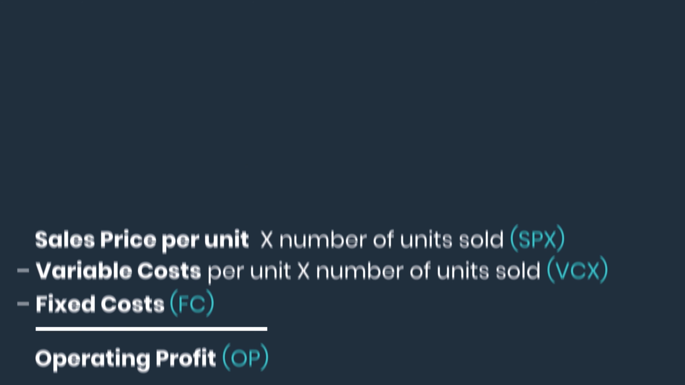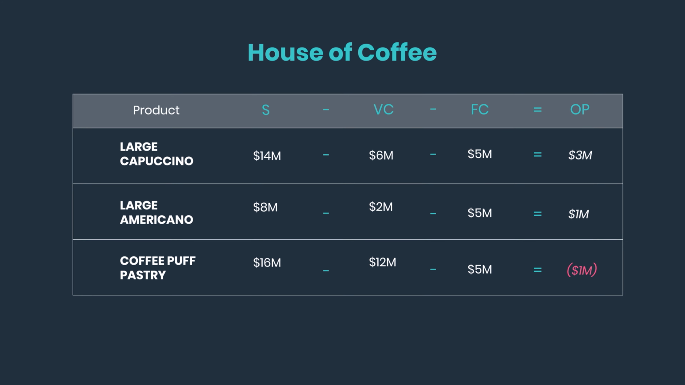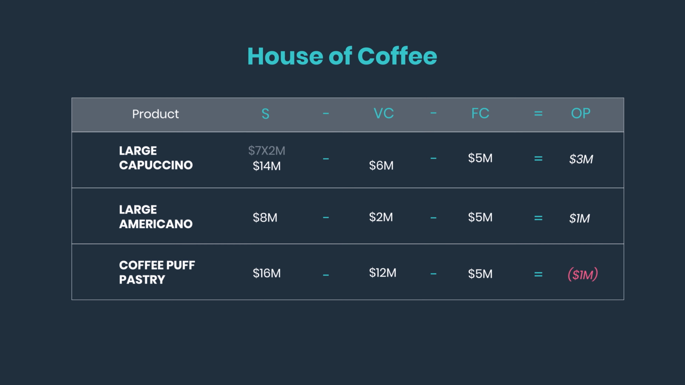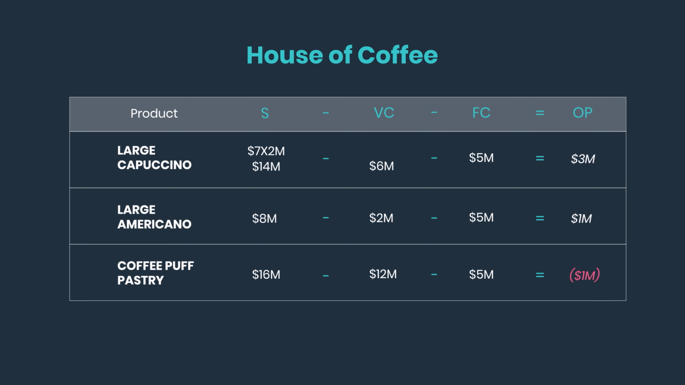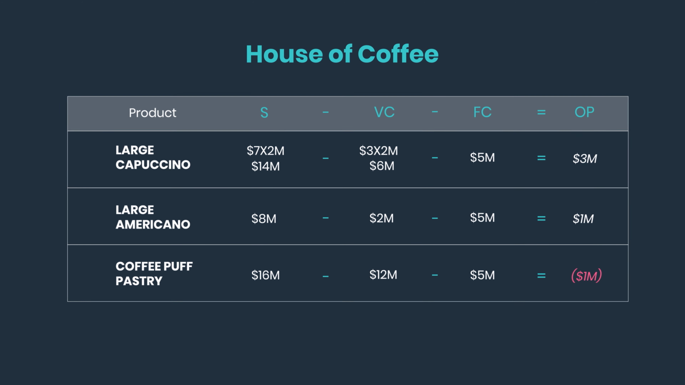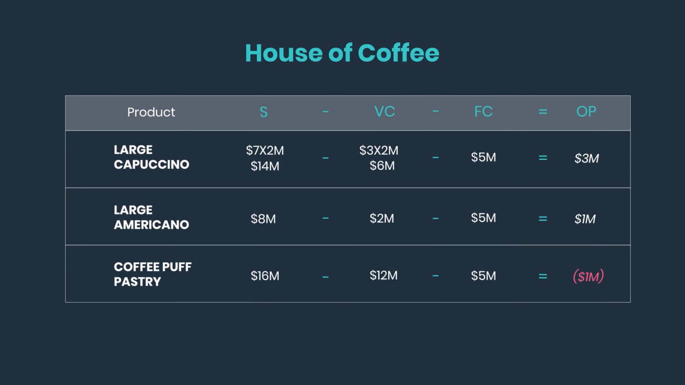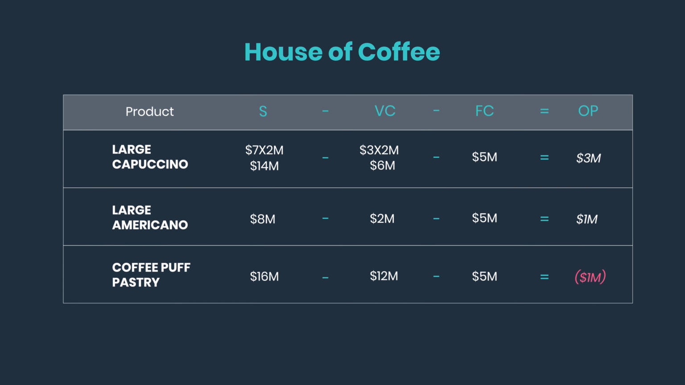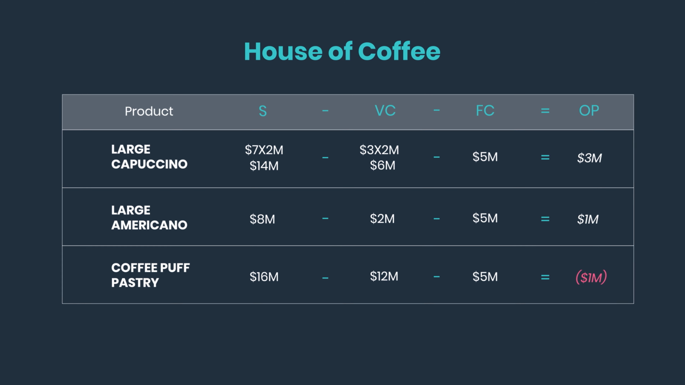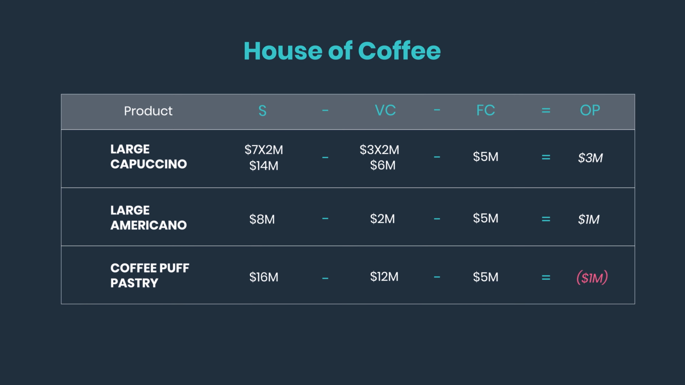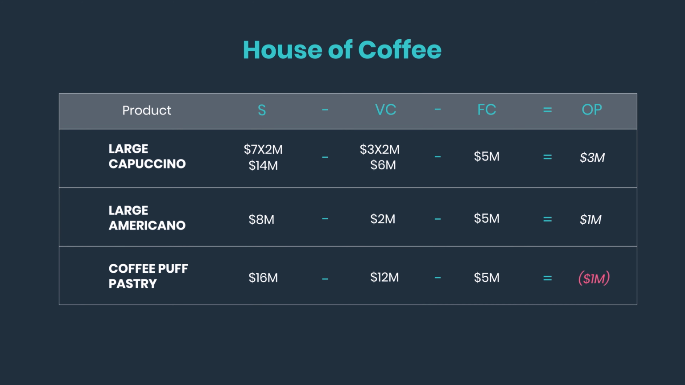A large cappuccino selling for $7 per unit times 2 million units equals $14 million in sales. A large cappuccino with a variable cost of $3 per unit times 2 million units equals $6 million in costs. House of Coffee has fixed costs of $5 million. Now, $14 million in sales minus $6 million in variable cost minus $5 million in fixed cost equals an operating profit of $3 million. The highest profit in the CVP analysis when compared to the other 2 products.